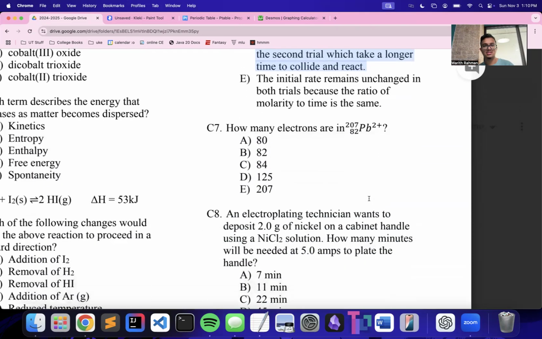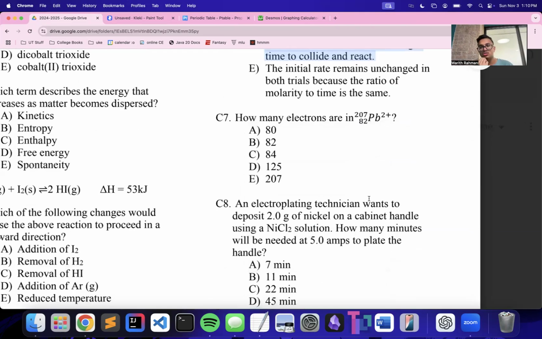Okay. C7. How many electrons are in the ion of lead 207? So we recall that if lead has 82 protons, then a neutral atom of lead will also have 82 electrons. But this is a plus two cation of lead, which means it's going to have two fewer electrons, so that's going to be 80 electrons. And the way you can double check this is, if I have 82 protons and 80 electrons, the protons and electrons will cancel each other out, except for the two protons that are left. So we have a net plus two charge.